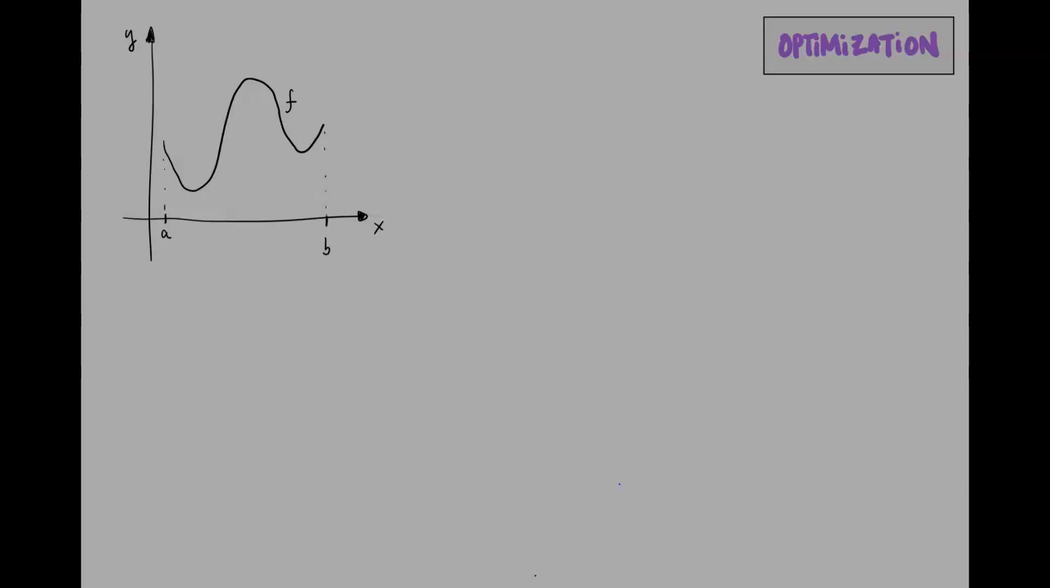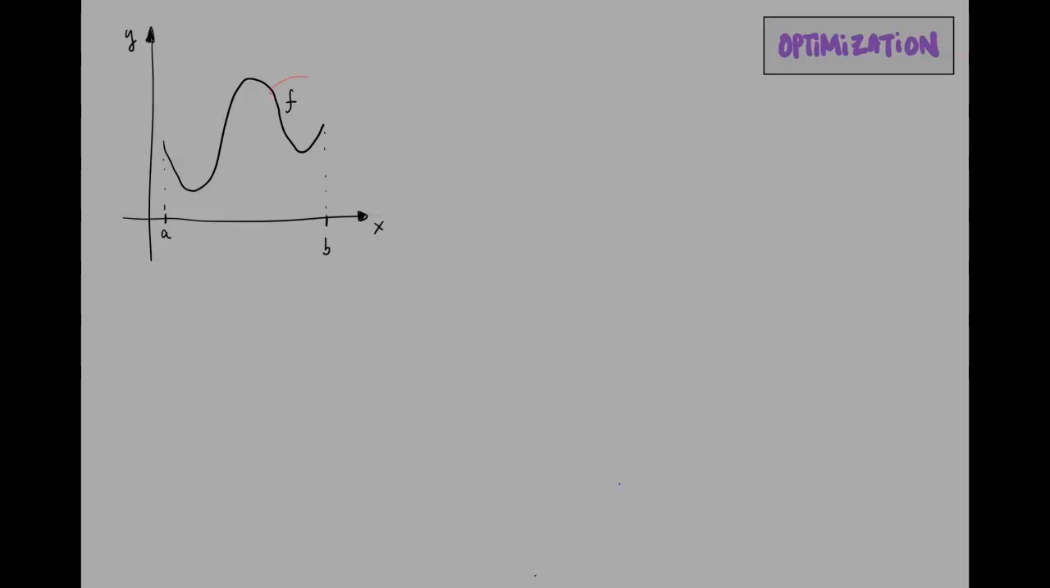Welcome back. Today we will be talking about optimization, which involves techniques that lie at the heart of many of the most important applications of differential calculus. You may want to maximize something like profit or minimize something like energy. And the way that calculus comes into the problem is very simple.